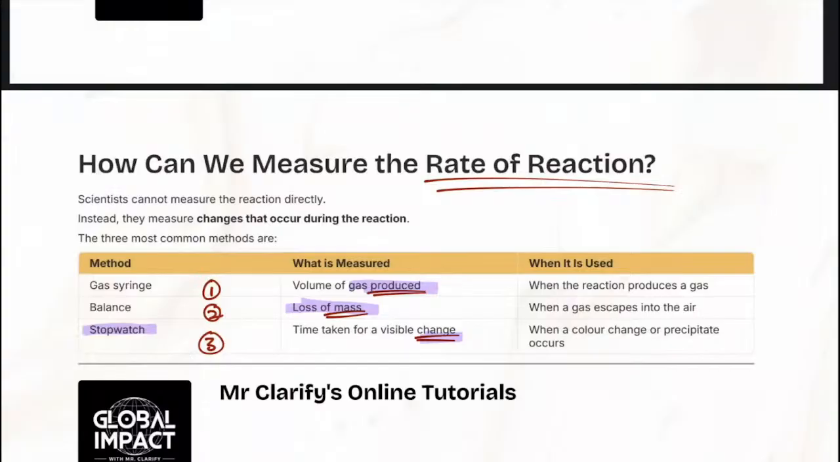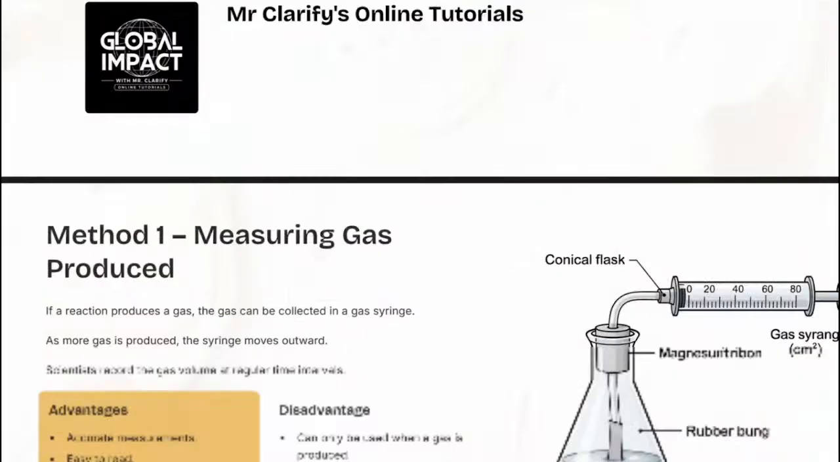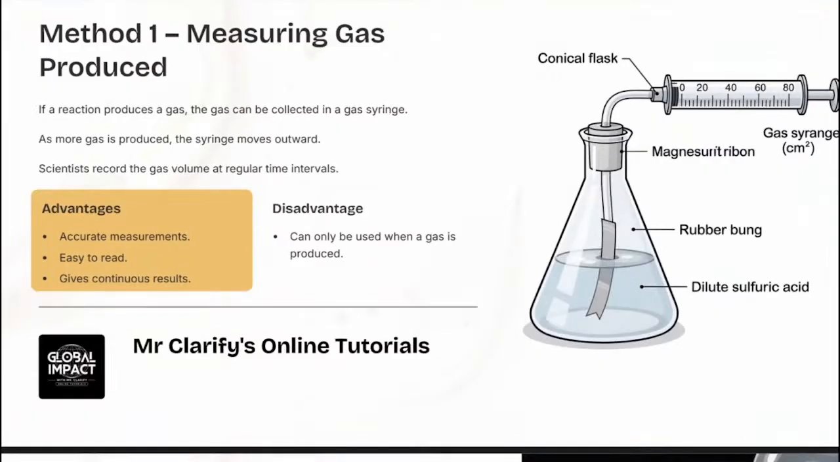You can use a gas syringe to collect gas, and you check the volume of the gas produced, you divide by time, you have the rate. This one, for a gas syringe, you use it when the reaction is producing a gas. If the reaction is producing a gas and you want to check the rate of reaction, please do this setup. Setup for gas syringe, this one. When a gas is produced, you use this method. Are we together?